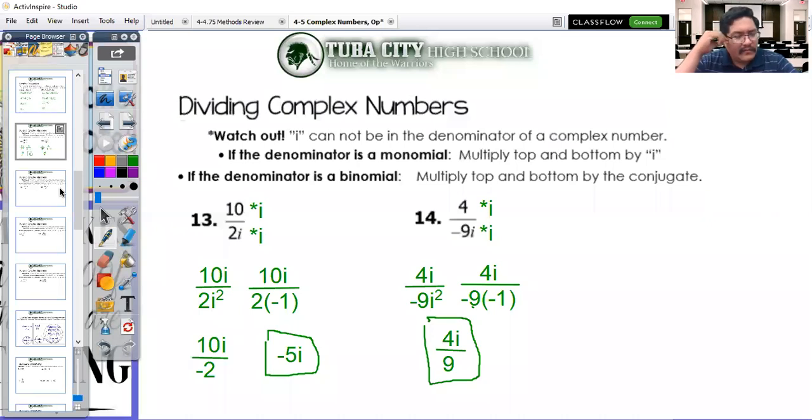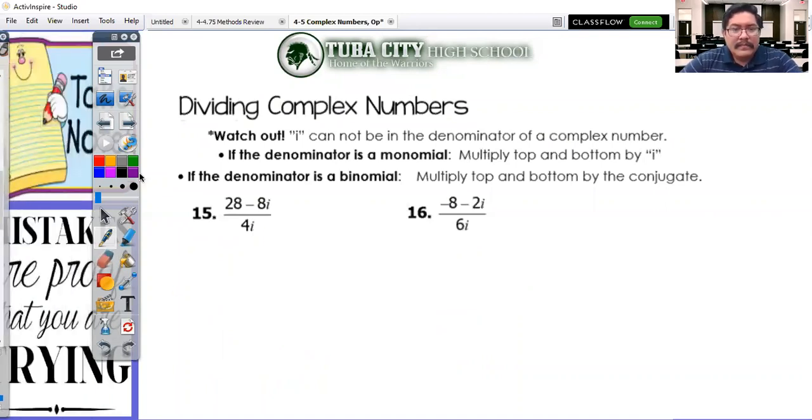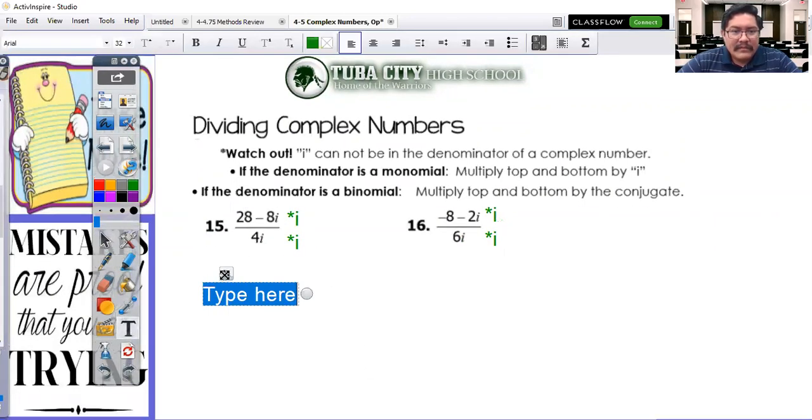I can't divide 4 by 9, so I'm pretty sure that it would have to stay like that, which sometimes it stays as a fraction. Sometimes it can be a whole number. Sometimes it'll have to stay as a fraction. All right, so I'm going to bring that back because I need to times both my top and bottom by i. And while I'm at it, I'm going to do the same to this one right here. That way I don't have to do a whole lot.